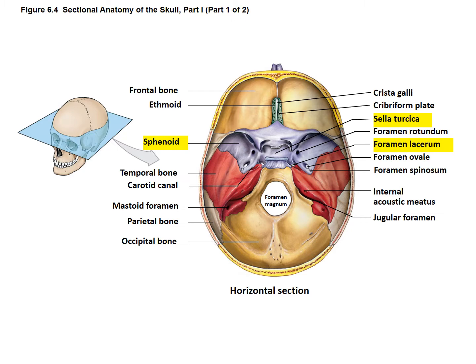The other structure that we can see here is the foramen lacerum. The foramen lacerum is a triangular hole or passage of several arteries, veins, and nerves, including the carotid artery. The sides are comprised of the temporal, occipital, and sphenoid bones together.